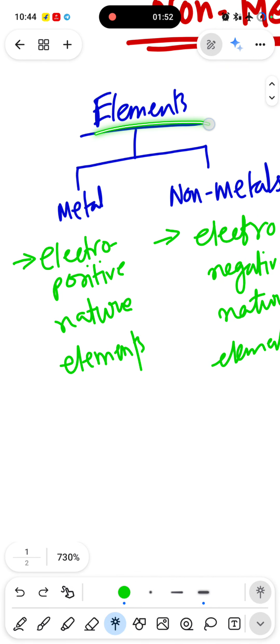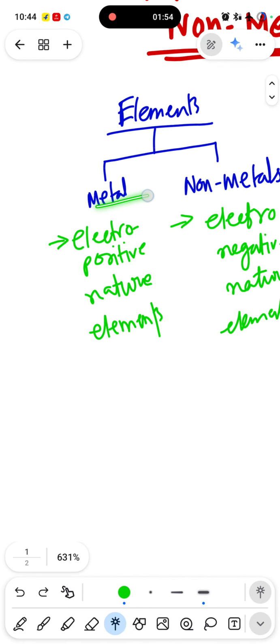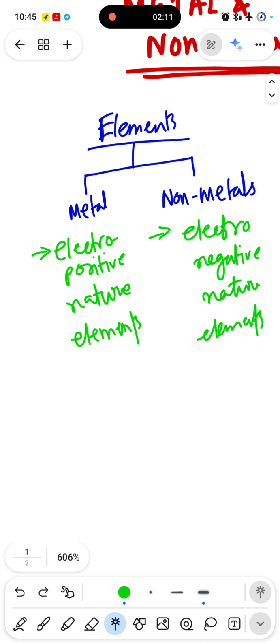So elements are of two kinds: metal and non-metal, and this division is on the basis of properties. There are 118 chemical elements known in our periodic table, and there are similarities as well as differences in the properties of these elements. On the basis of their properties, all elements can be divided into two main groups, that is metal and non-metal.